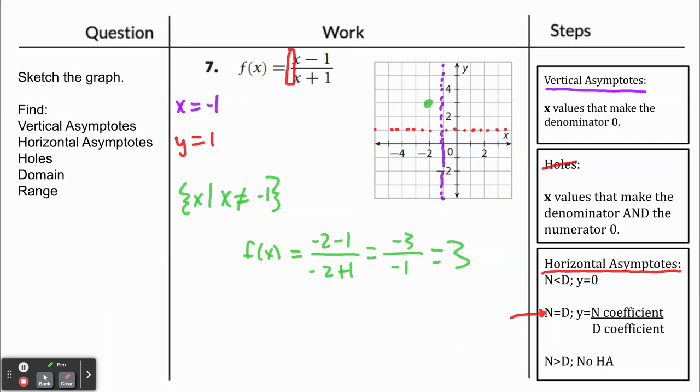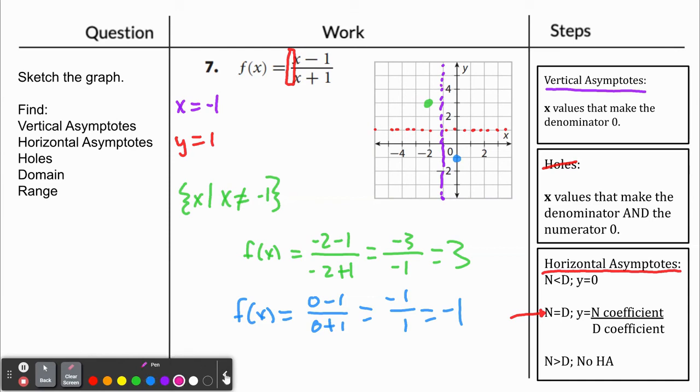And let's check on the other side. So I'm going to go ahead and plug in 0. So let me change colors here. f of x equals 0 minus 1 over 0 plus 1 equals -1 over 1 equals -1. So 0, -1. And so our graph here is going to look something like this. Now we know which side it is on. So there is the sketch of our graph in pink.